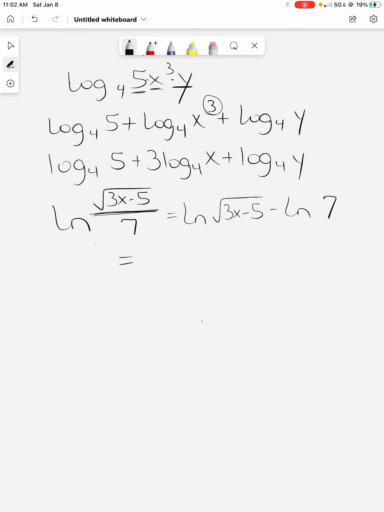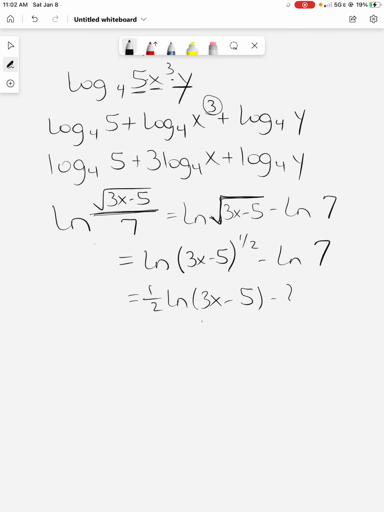Now we have to remember that this square root can be rewritten as a fractional exponent. So this term is actually the square root of 3x minus 5, sorry, not squared, but to the 1/2, minus the natural log of 7. The power rule lets me bring the 1/2 to the front, minus the natural log of 7. And it actually stops here.